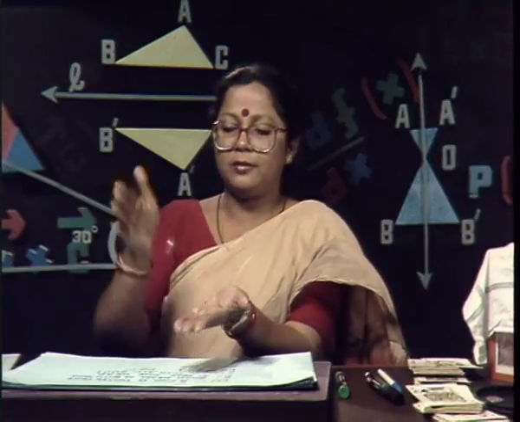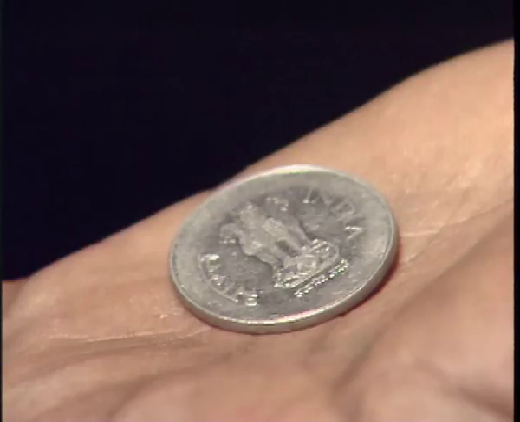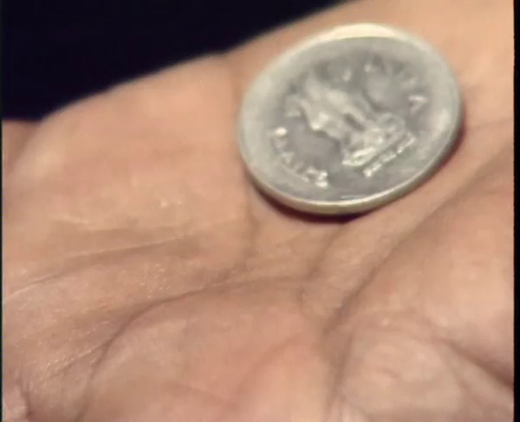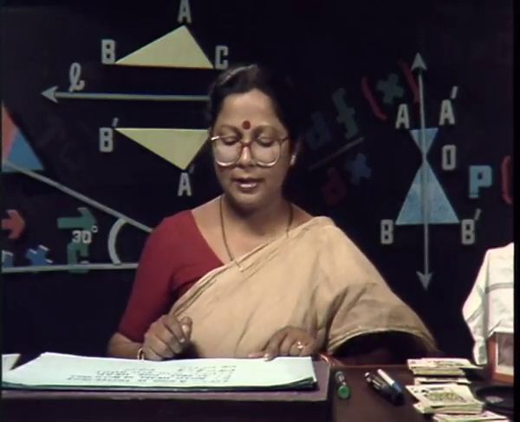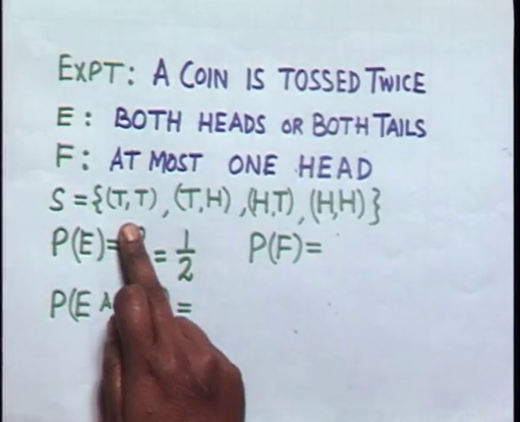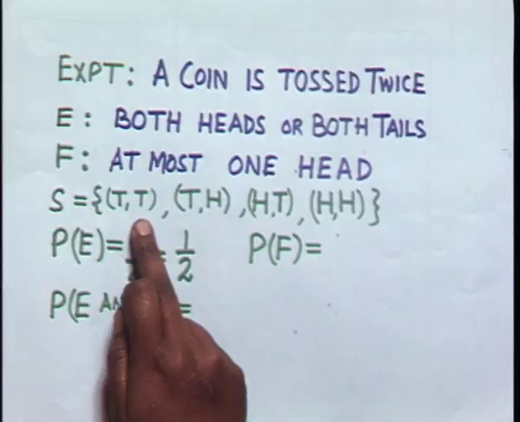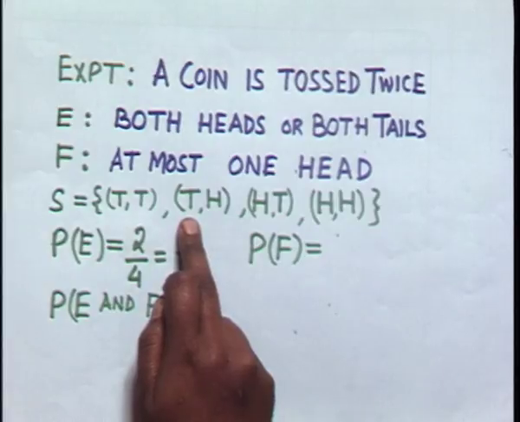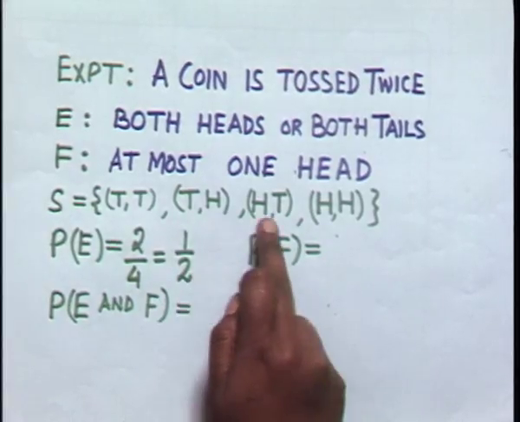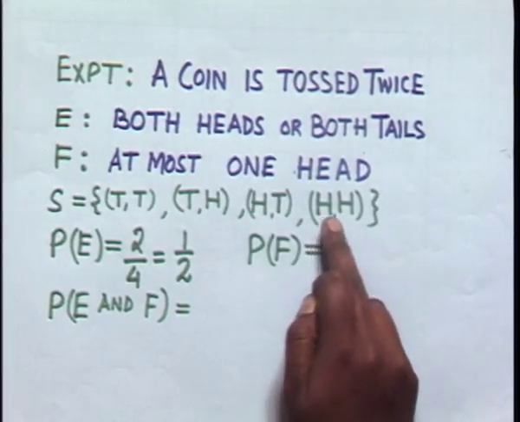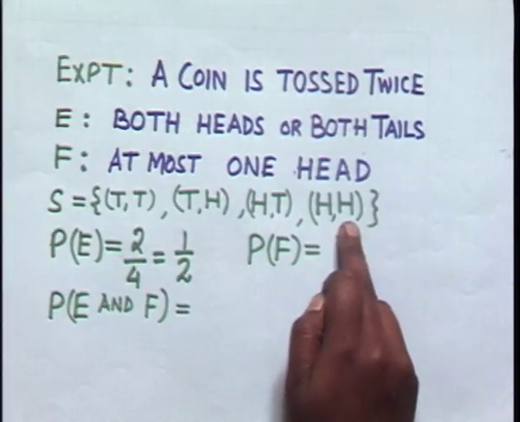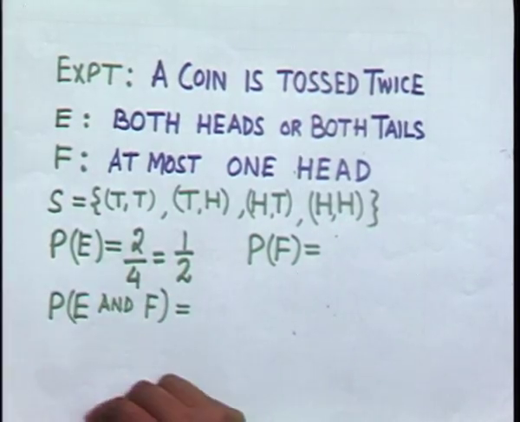Similarly, again if we toss the first toss we get a head, in the second toss we again get a head. So, like this the sample space can have 4 equally likely outcomes: 2 tails, 1 tail in the first toss, second tail in the second toss, or 1 tail 1 head, or first head then tail in the second toss, or 2 times heads in the 2 toss. Now, event E is defined as getting both heads or both tails.